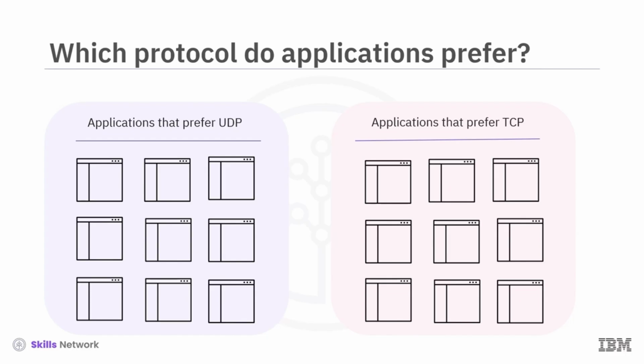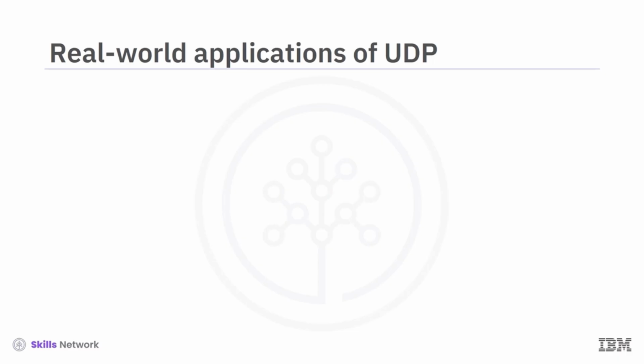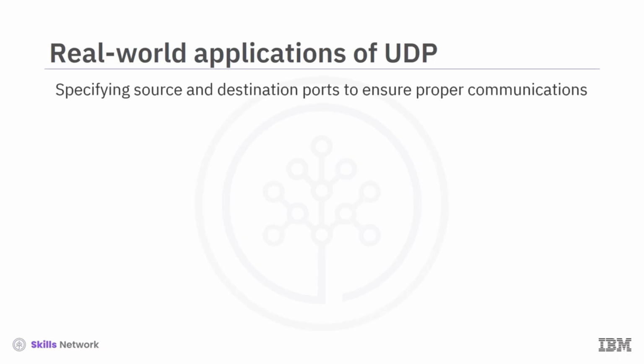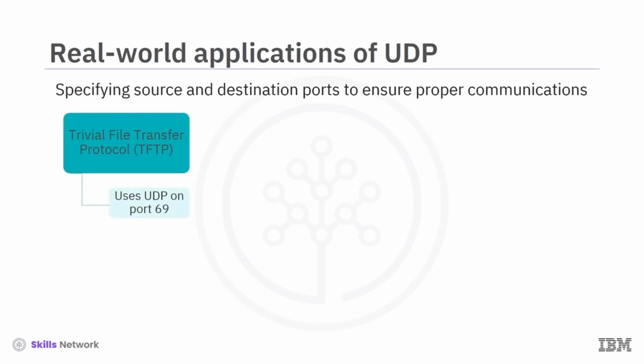Next, learn about common UDP protocols and their real-life uses. UDP protocols specify source and destination ports to direct data packets to the correct application, ensuring proper communication between devices on a network. Common UDP protocols are TFTP, the Trivial File Transfer Protocol, on port 69. This protocol is very similar to FTP, but uses UDP instead of TCP to avoid the overhead of establishing and maintaining a connection to transfer very small files.